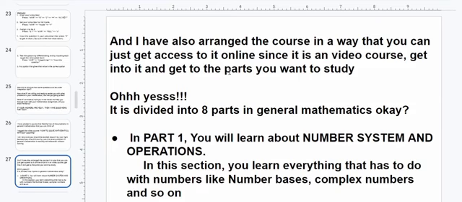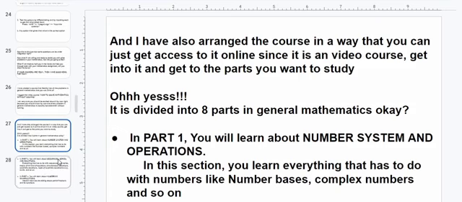And in part one, you will learn about the number-base system and operation. In this section, you will learn everything that has to do with numbers. When you're talking about number base, you're talking about complex number, and so on. That's what you'll be learning in part one, because it is divided into 8 parts, like I said.